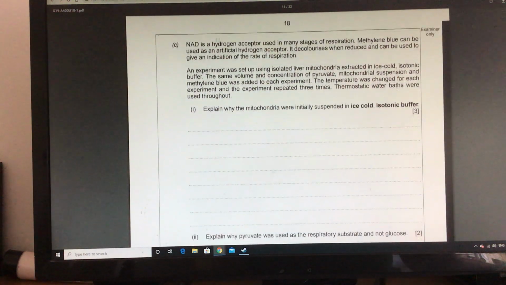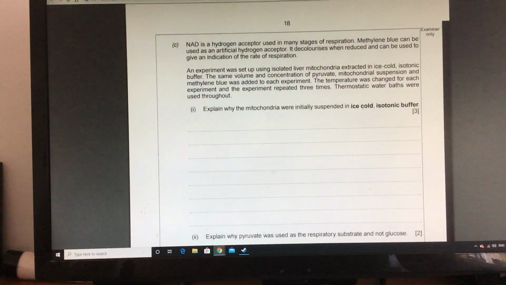It's actually a whole lot of preparation for that question, when all it wants is why is this ice cold isotonic buffer? What does that mean? 3 marks, ice cold isotonic buffer. The entire rest is a description of one of the practicals that you did with yeast and the methylene blue as a hydrogen acceptor in that one. Ice cold, what doesn't work well at cold temperatures? Oh, we've got enzymes that don't work well at cold temperatures, therefore might have an effect on cell membranes.